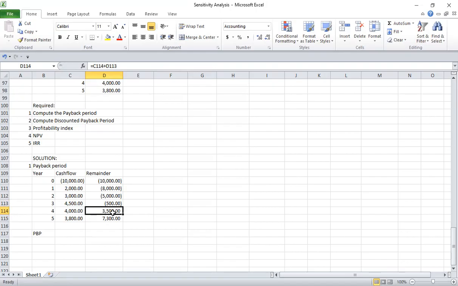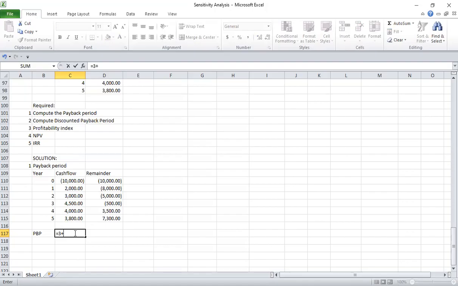So the full number of years that we need are 3 years, year 1 to 3, and then part of year 4. The payback period is therefore determined as what? I'll say that equal to 3, the full number of years that we need, plus we only need part of year 4. How do we get to know the part of year 4 that we need?